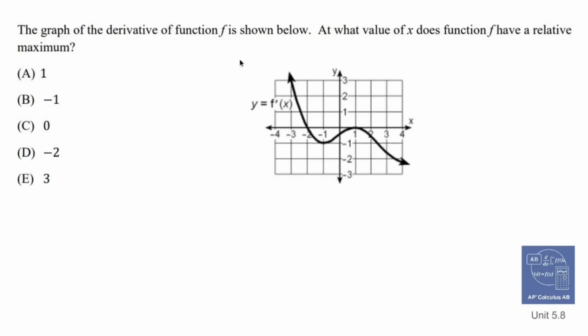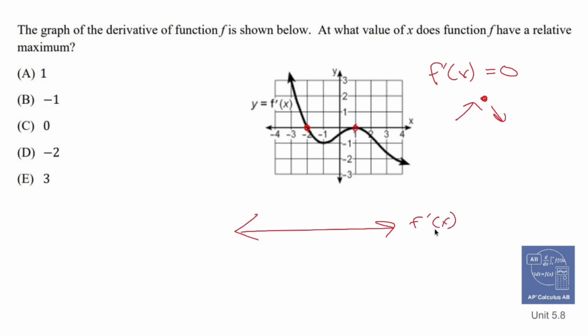The graph of the derivative of function f is shown below. At what value of x does function f have a relative maximum? Okay, so this is the derivative. A relative maximum occurs when your derivative goes from positive to negative. What I need to do first is find the critical points for that to happen. Since this is the derivative, I care about where I get a 0, which is negative 2 and 1. So I can make a sign chart of f prime of x based off of that information.